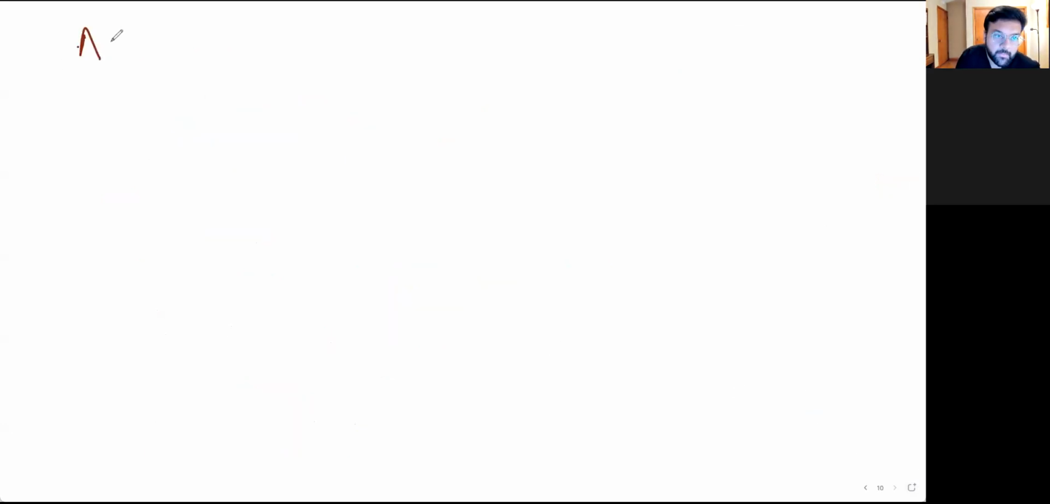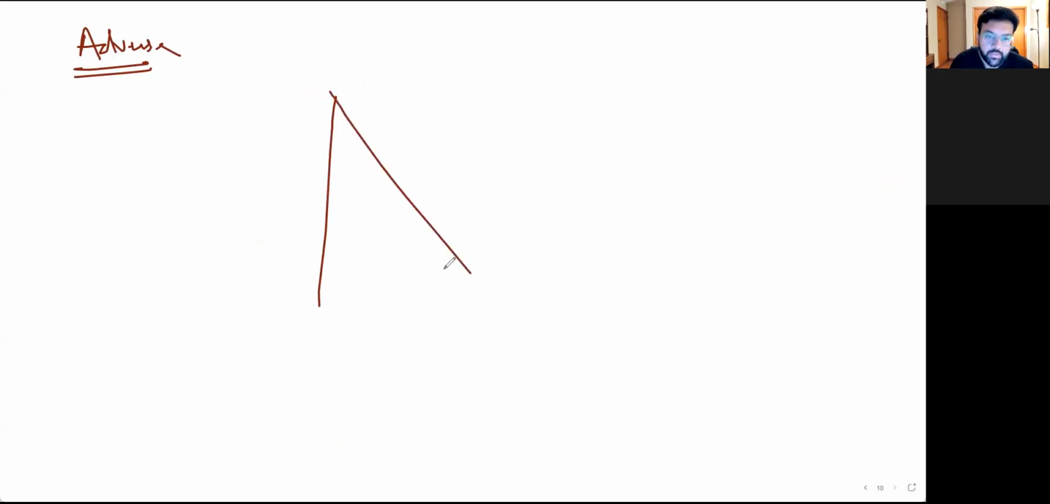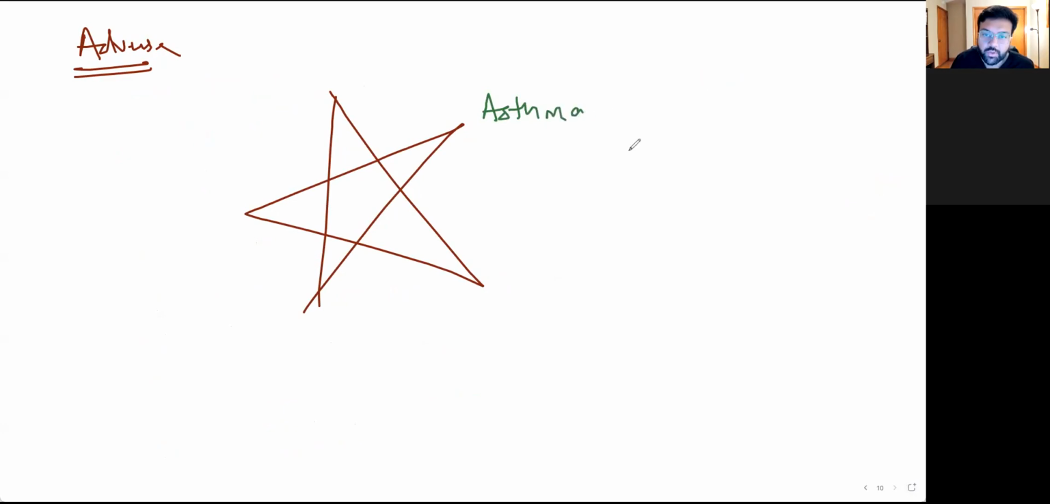Adverse effects of beta blockers. Five big things I just want you to remember. Beta blockers should be used cautiously in patients with asthma, because if you block beta 2, it can cause bronchoconstriction. What else?